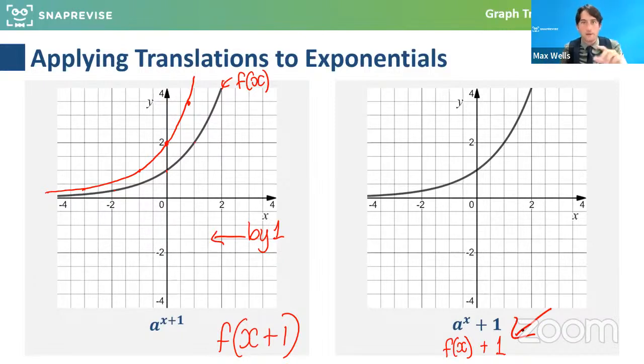So you're absolutely right. That was really important to pick up on. Inside the brackets, it affects it horizontally. So it affects x, but in the other way to what you think. Whereas outside the brackets, it affects y, and it just does what you expect, but to y. So this plus 1 is added to the y values, so it just moves the graph up vertically.